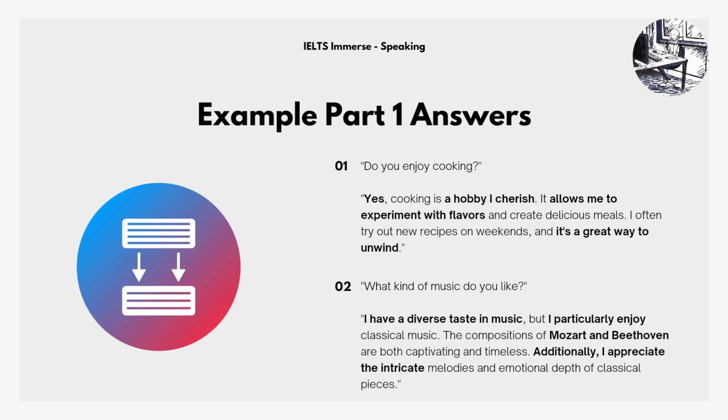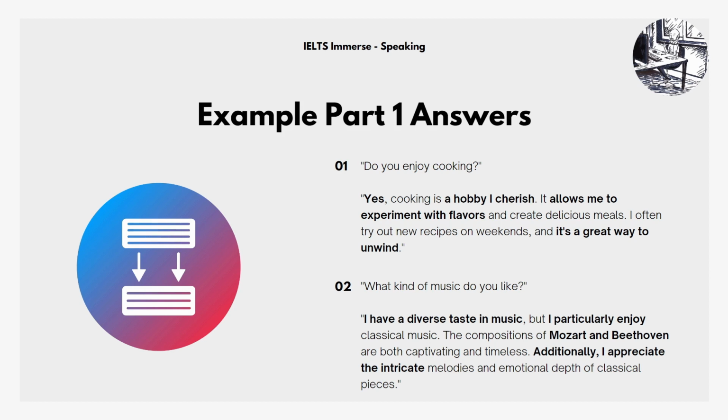I've also given a specific example about myself, about trying out new recipes on weekends, and it's a great way to unwind, explaining why it's so great for me again. So there's clearly a bit of a structure within this answer. Yes, and why, and some additional information. It's the same for the second question.